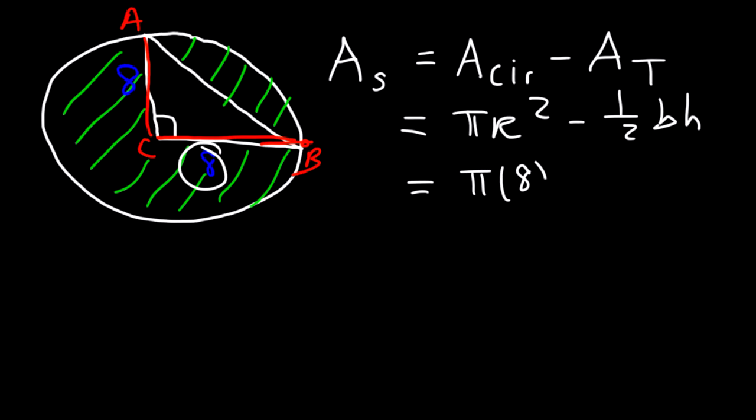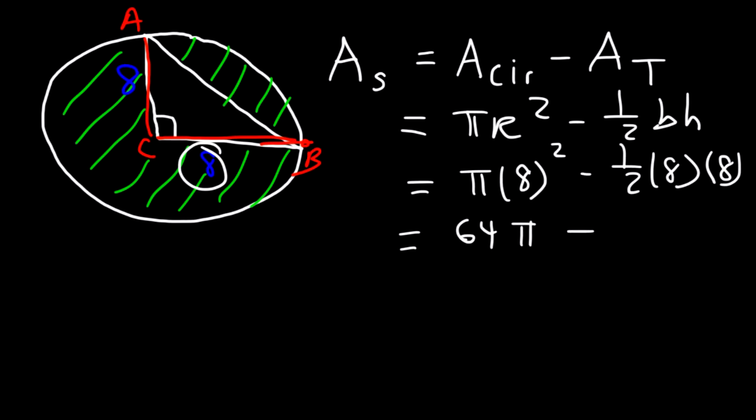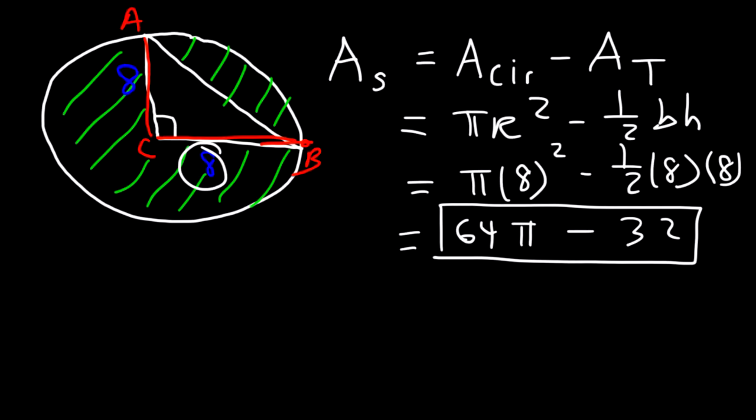So the radius, which is 8, is the same as the base of the triangle, and it's the same as the height of the triangle. So this is going to be 64 pi minus 8 times 8, which is 64, and half of 64 is 32. So the area of the shaded region is 64 pi minus 32.